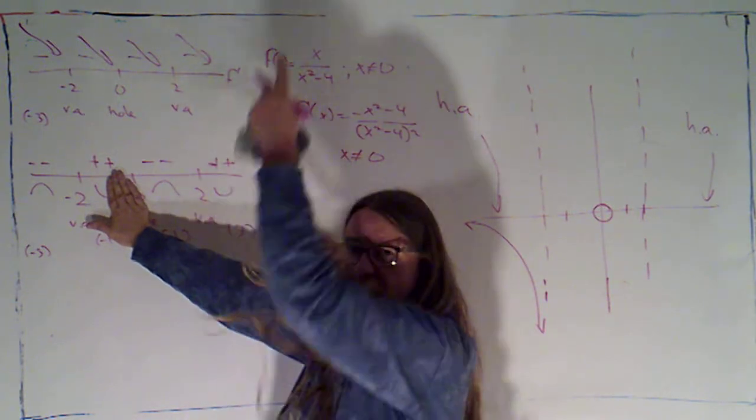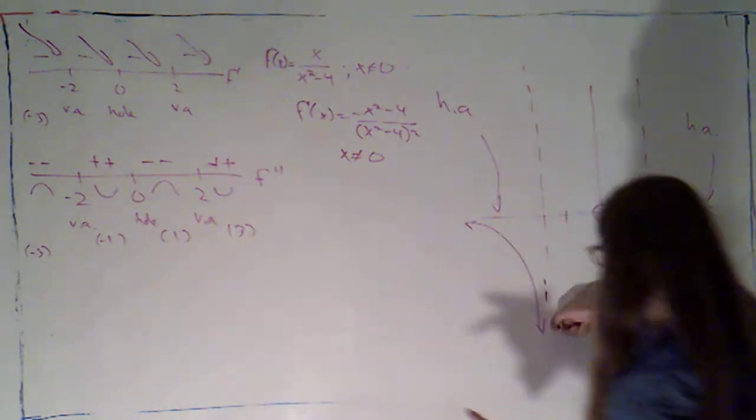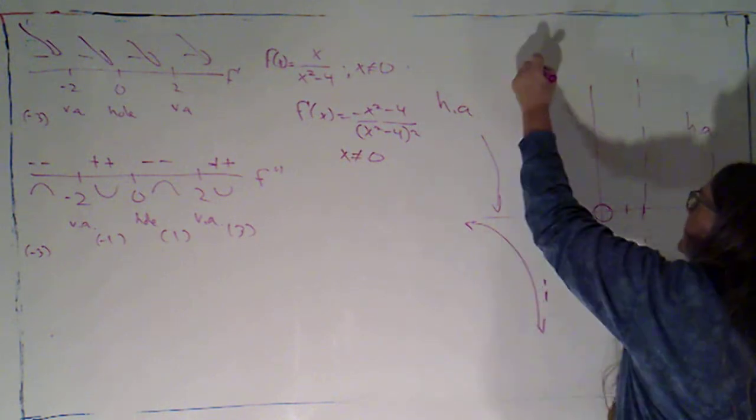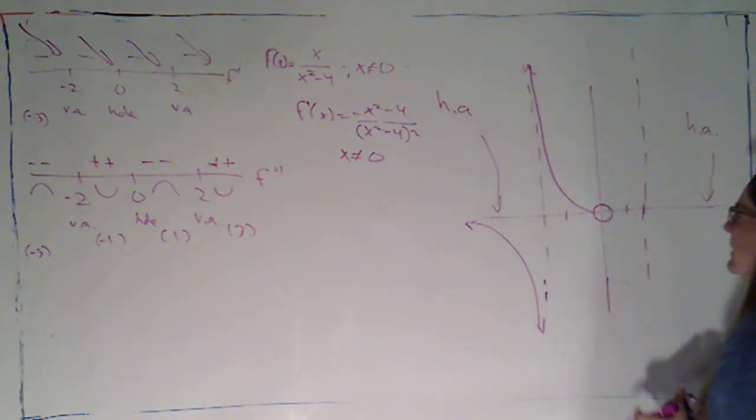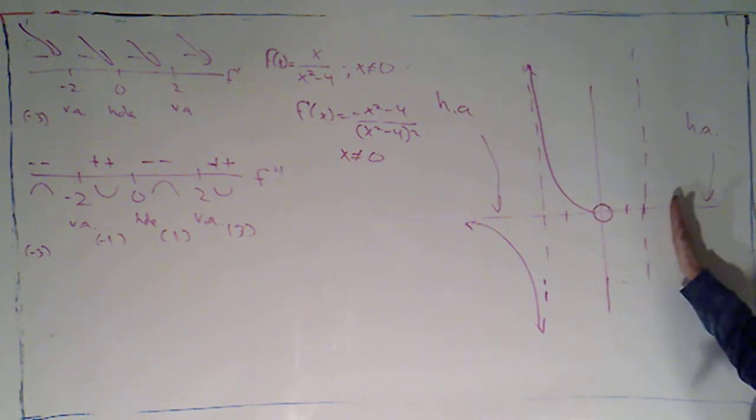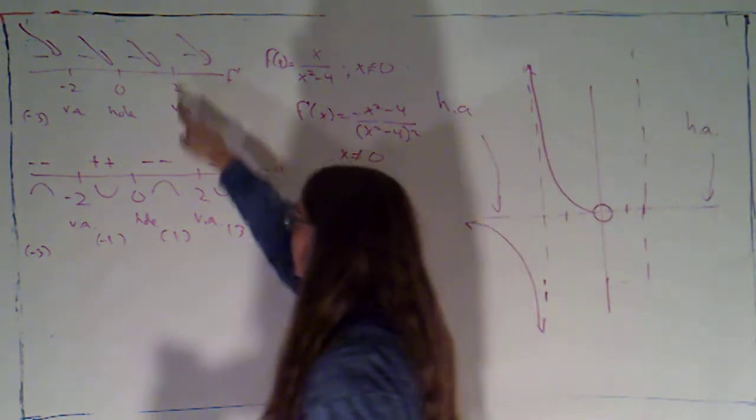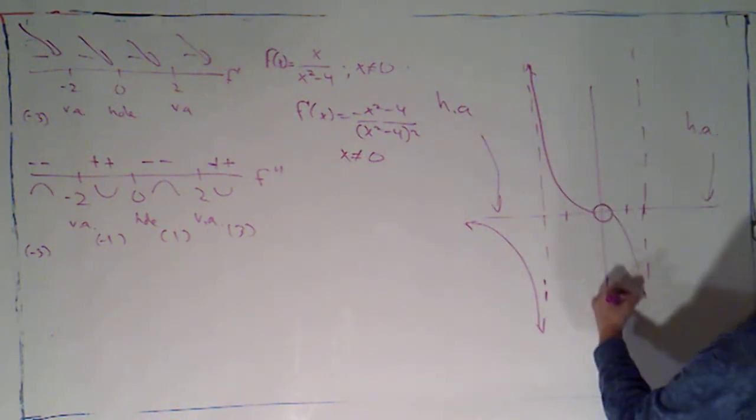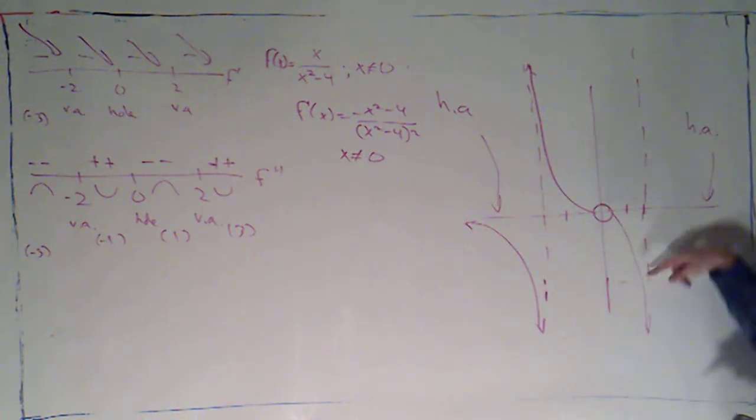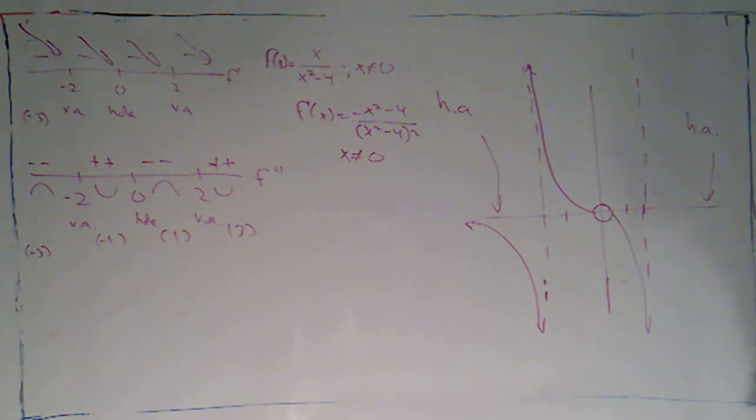I can start up high. There's no way I can be starting down here by negative infinity. I would have to be coming down like so. Then between 0 and 2, I've still got to be decreasing, but I've got to switch to being concave down as we approach the asymptote here.